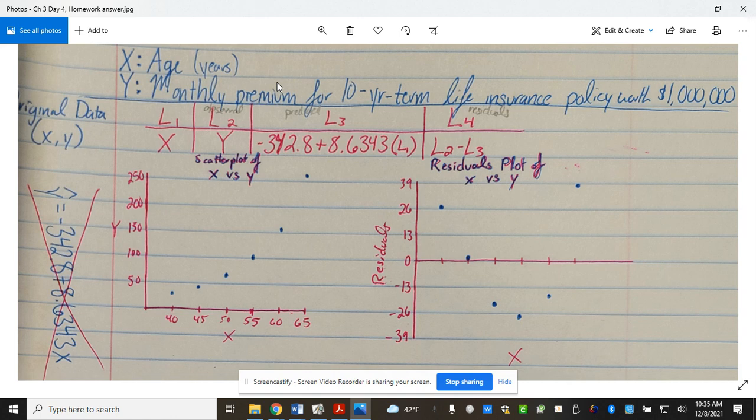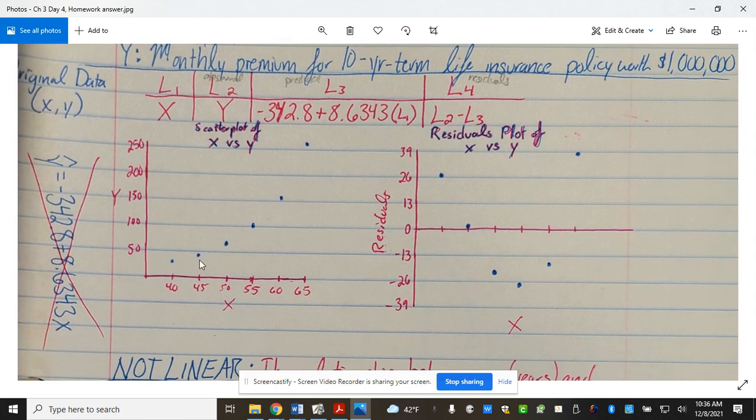Your X is your age in years. Y is the monthly premium. Depending on how well you wrote your population, this is one that I had written when we didn't write population out that well. So I kind of defined population within there. So it would be probably your monthly premium. What would our units be? In dollars.